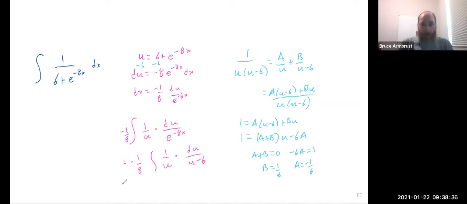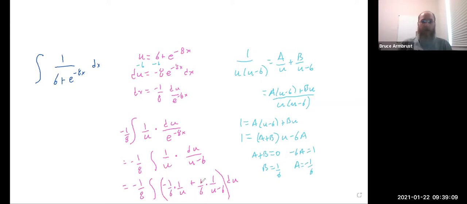So basically what we just did was we turned it into an integral of two fractions that are being added. So we have a times u, so that's minus 1/6 times 1 over u. And the other one is b over u minus 6, so that's 1 plus 1/6 times 1 over u minus 6. And these we can integrate. They're going to give us natural logs.